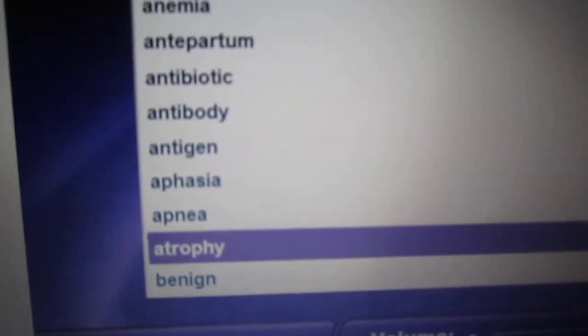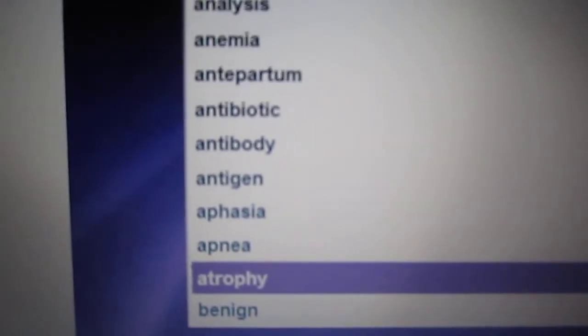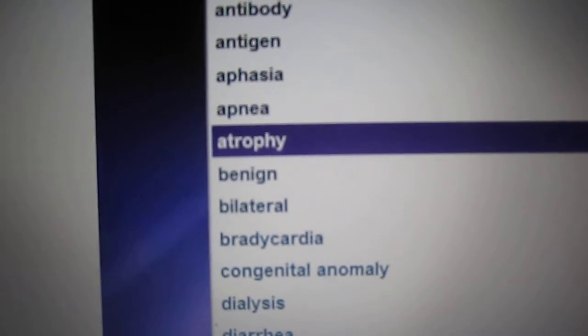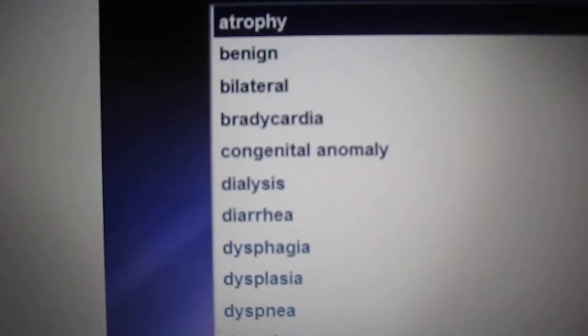Atrophy. Atrophy is wasting away of a normally developed organ or tissue. Muscular atrophy is associated with disuse or disease of muscles or nerves.